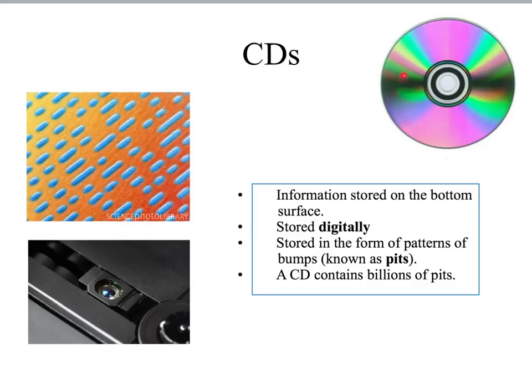One CD will contain billions of these pits. Most CDs use red laser light, but if you happen to have a Blu-ray player at home, that uses blue laser light, and the reason for that is that blue light has a higher frequency than red light, so the wavelength of the blue wave is more squashed together, if you like, than a red light wave. And because the wavelength is much shorter, much more information can be stored on the disc, because the bumps can be a lot smaller and still be read.